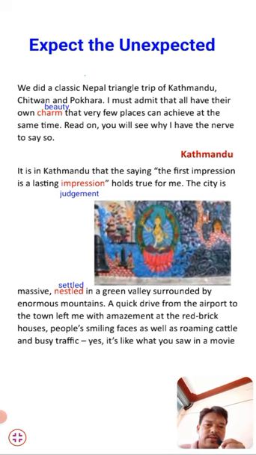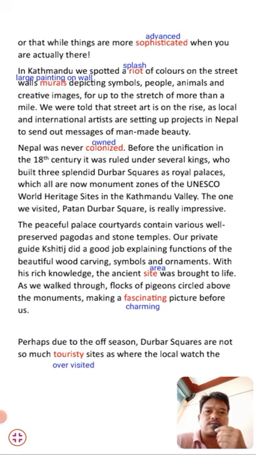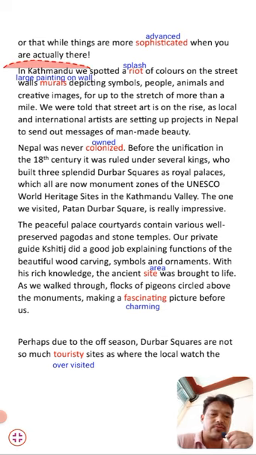Students, here in this paragraph, the writer is expressing his journey on the way to the city. He saw red brick houses that really amazed him, and people were smiling, and there was busy traffic and wandering cattle. It is exactly the same as you saw in the movie, though things are more sophisticated when you are actually there.